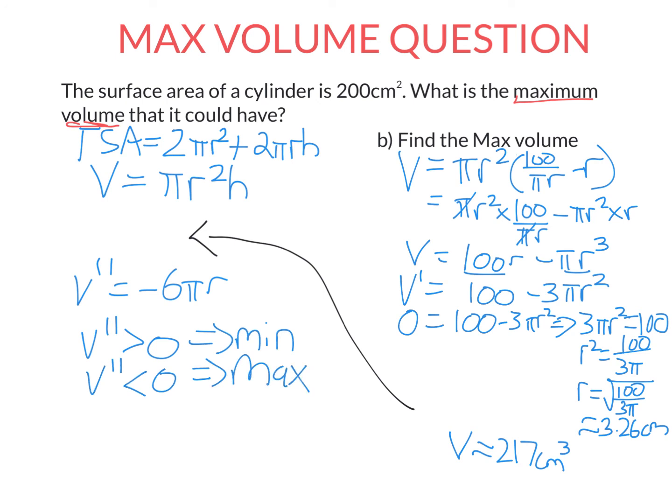So if I substitute into this formula here, r equals 3.26, the second derivative would be minus 6 pi times positive 3.26. That is, of course, negative. So because when I substitute in this value, it makes the second derivative negative, that means that this is a maximum. I have confirmed and shown this volume here is a maximum and not a minimum.